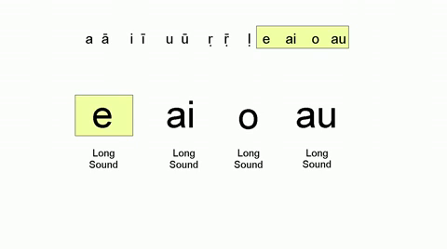And that completes the list of 13 vowels. Let's go through them all at once now. Read along if you like. I'll go through them slowly.